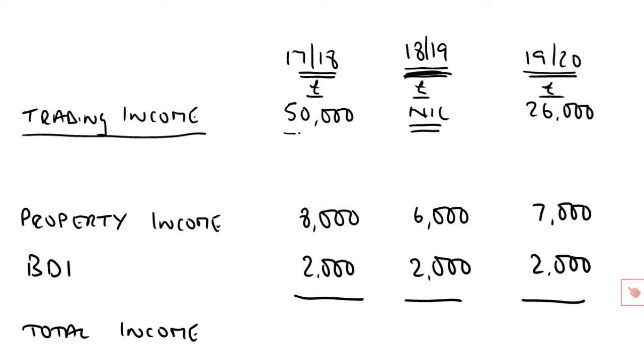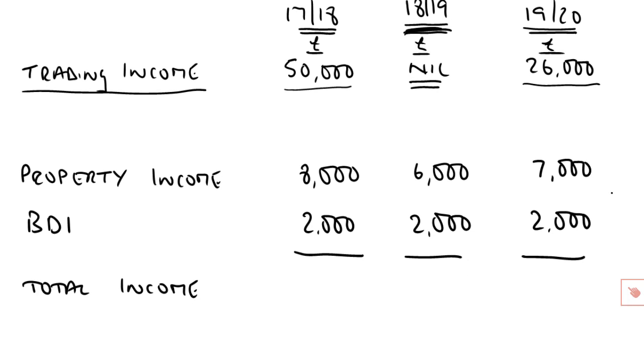In the previous year, we were very profitable, with £50,000 of tax-adjusted trading income. And in the next tax year, we're not as profitable, but we are still profitable, with a £26,000 tax-adjusted trading profit. And to make life more interesting, we've got some other sources of income here. We've got property income, and BDI, that is bank deposit interest, i.e. savings income. We can see the numbers there.